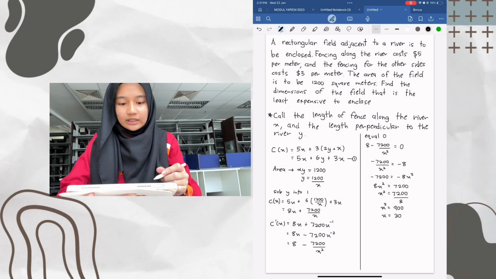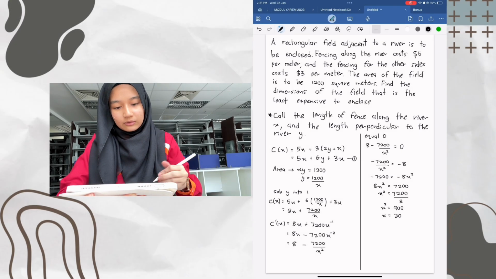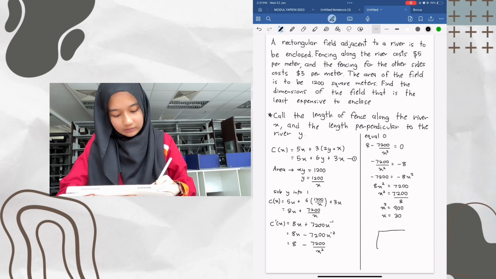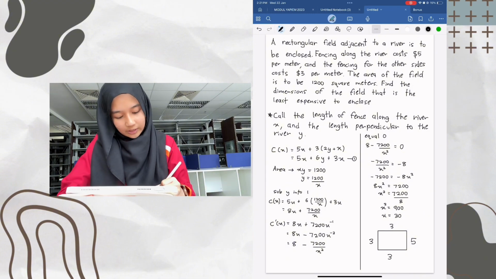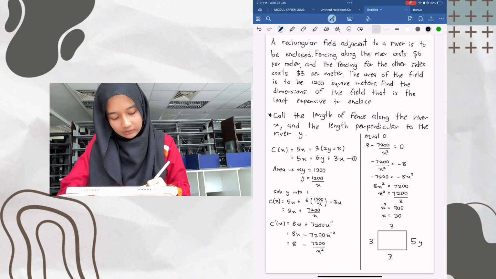A rectangular field adjacent to a river is to be enclosed. So this is the rectangular field. Fencing along the river costs $5, while the other sides are $3. So we label this one as X, and this as Y.